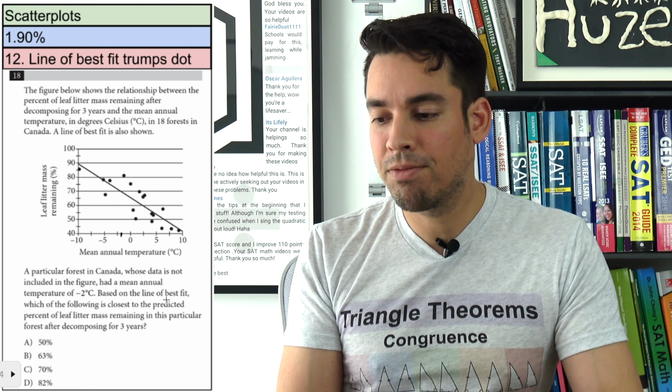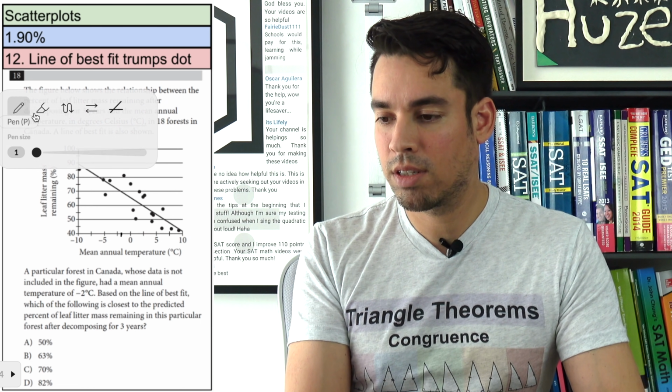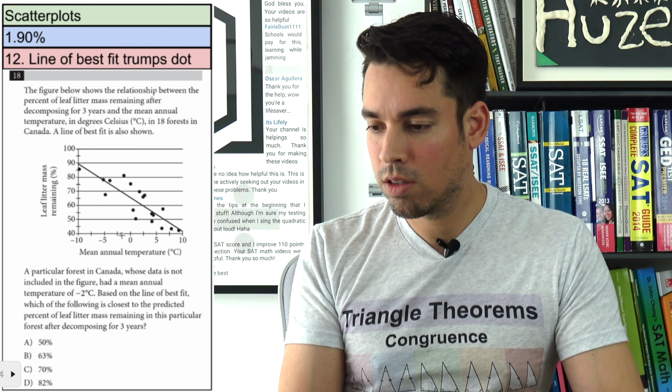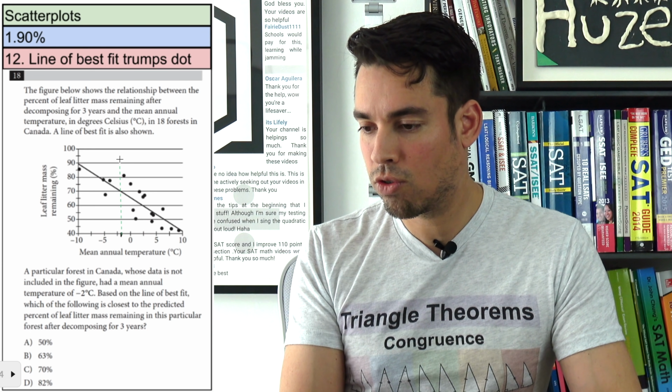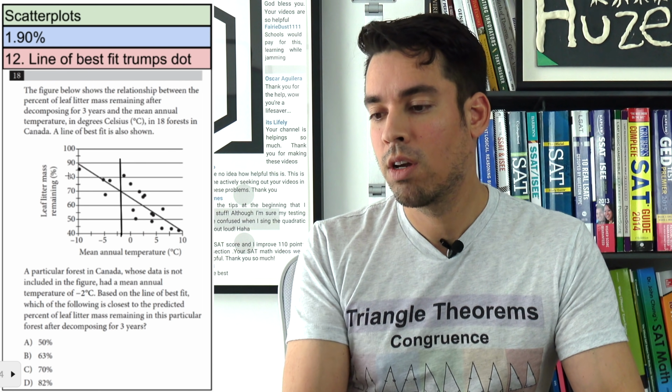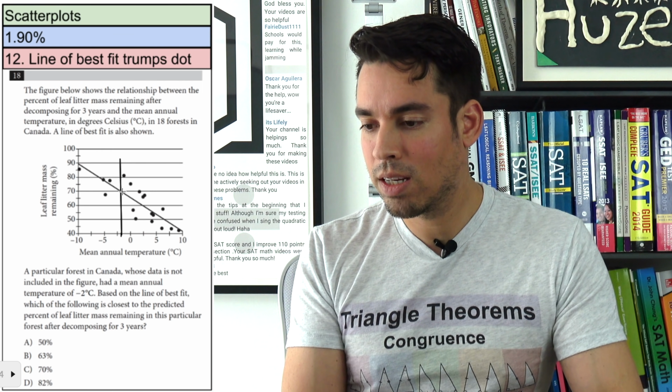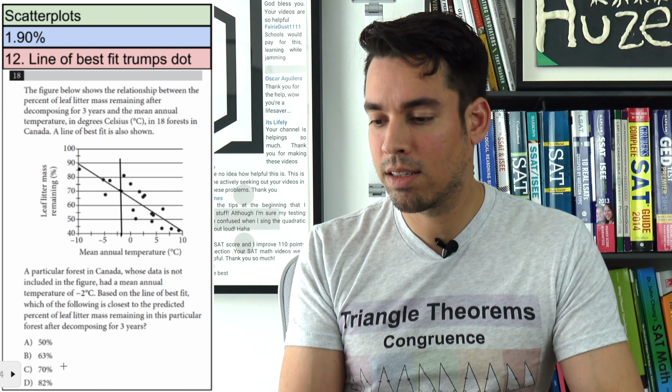Based on the line of best fit, which is closest to the predicted percent remaining? Well, let's go ahead and see. We'll use a straight line tool just to make it really nice and straight, exact. You don't need that, of course. And look where it intersects the line of best fit. It intersects it perfectly at 70.